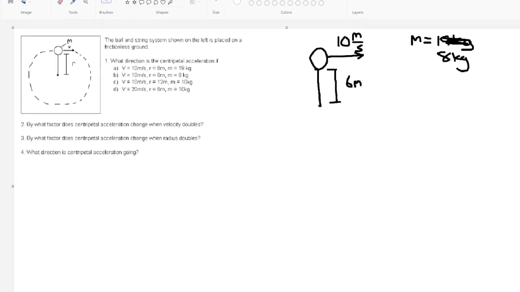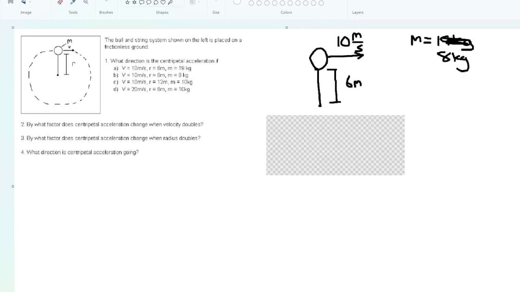My apologies, let me move that. Okay, so the answer is going to be the same as the last one, which is going to be 100 divided by 6. The reason for that is because the centripetal acceleration is just equal to the velocity squared over r. It does not change with the mass, at least not in this case. There will be a case in which something will change because of mass, but it will not be centripetal acceleration that changes.